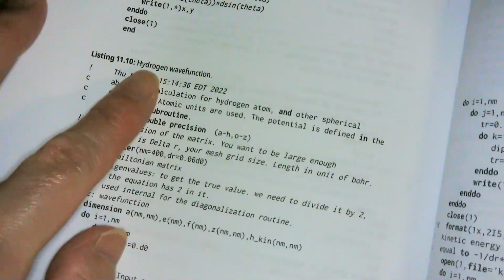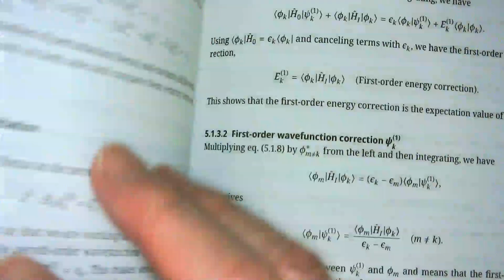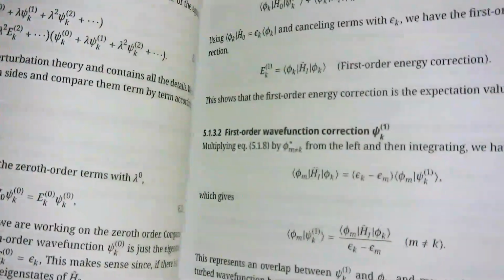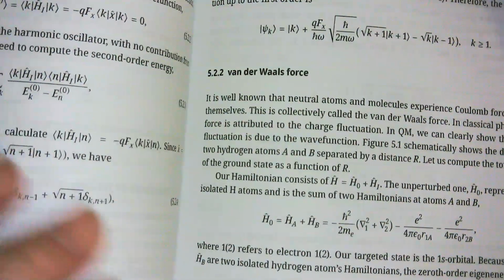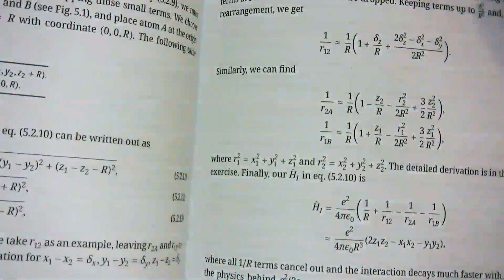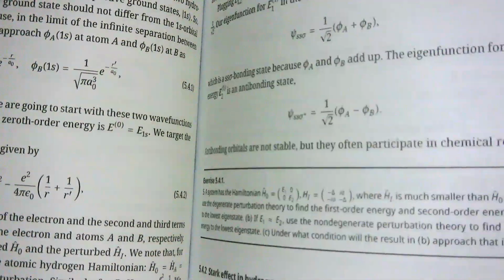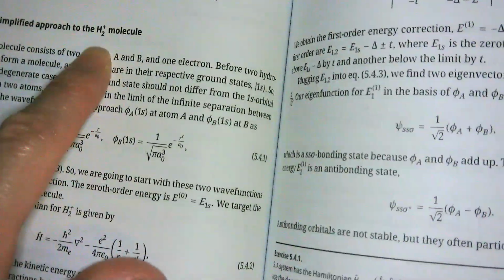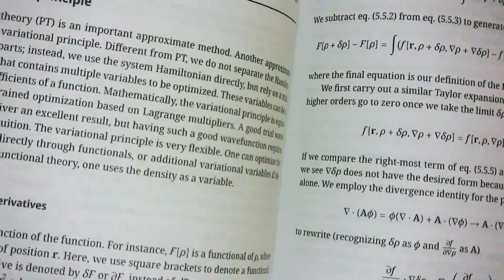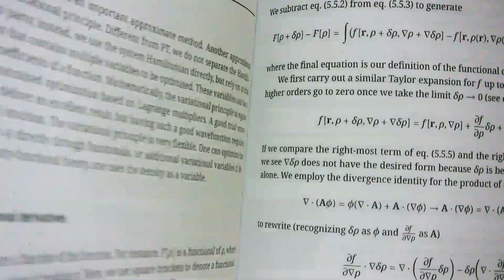So let me show you a little bit more detail. Here's a hydrogen wave function, as you can see here, and this is calculated with that particular code. And then for the perturbation theory part, we also discussed the van der Waals force, and then this is the degenerate perturbation theory. This is quite useful because now we can understand the H2 plus molecules. We also can plot the H2 molecule as well, which I'm going to show you in a second.